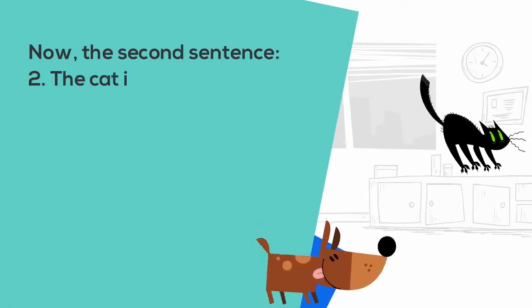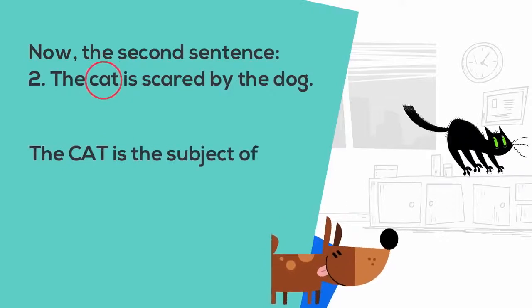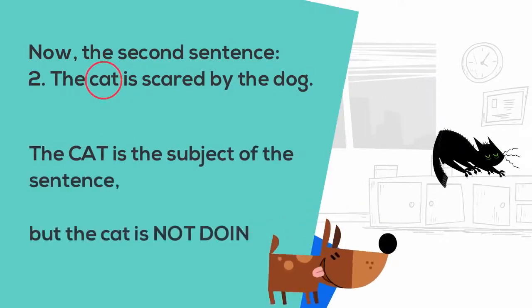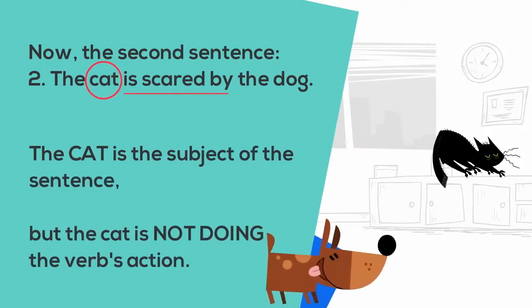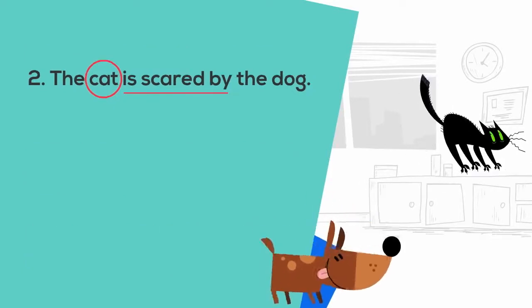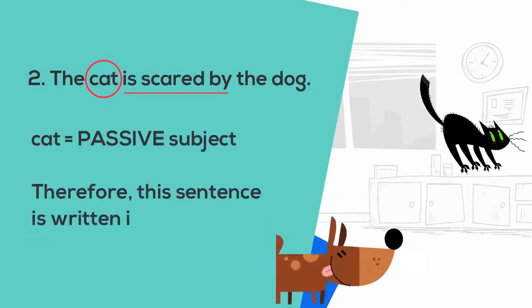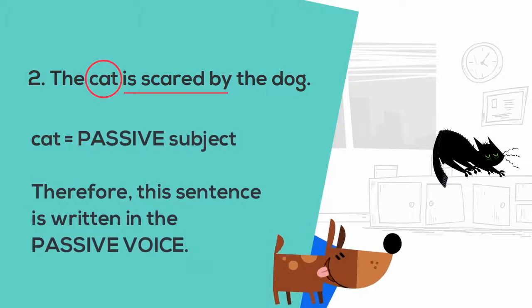Now the second sentence: the cat is scared by the dog. The cat is the subject of the sentence, but the cat is not doing the verb's action. Cat equals passive subject. Therefore, this sentence is written in the passive voice.